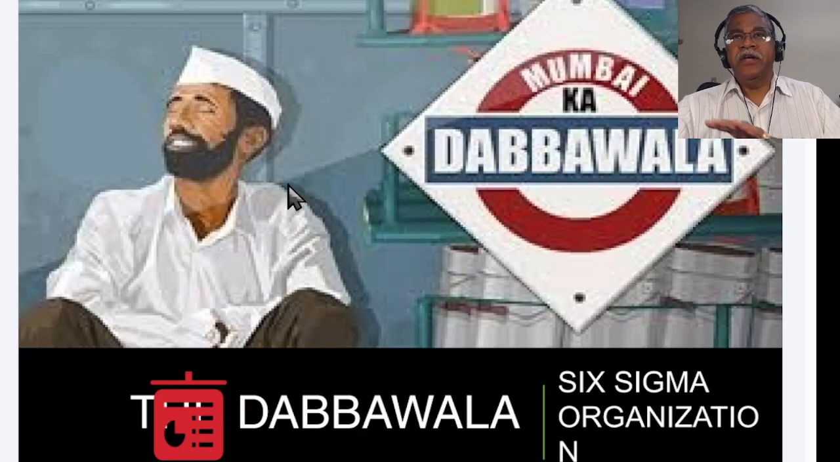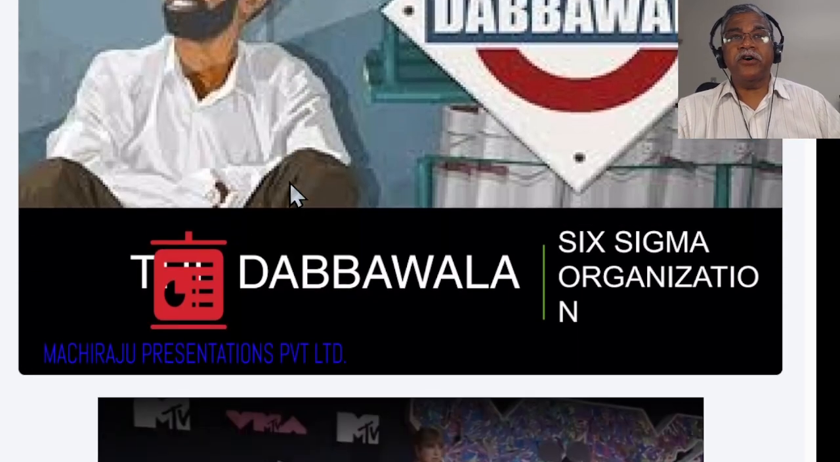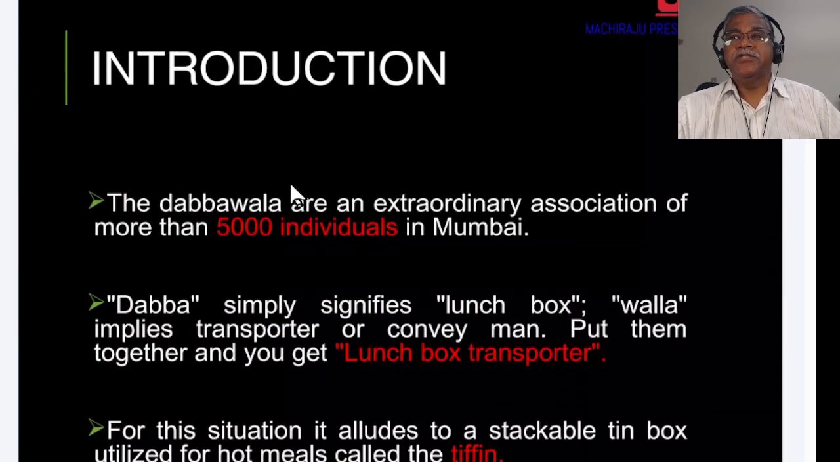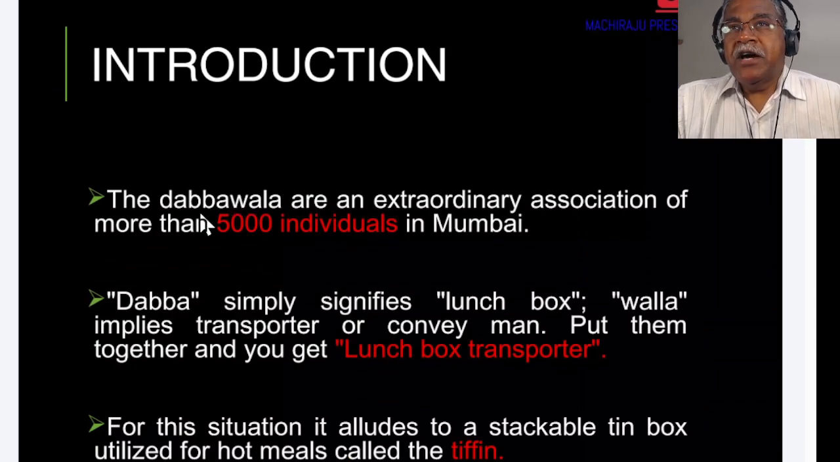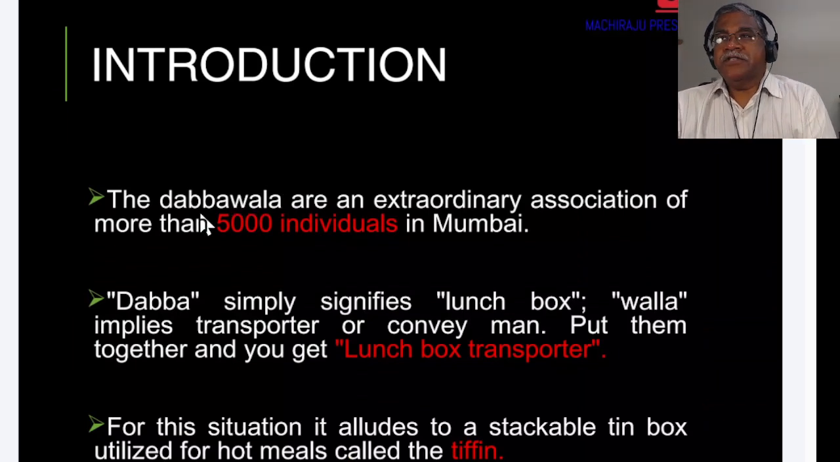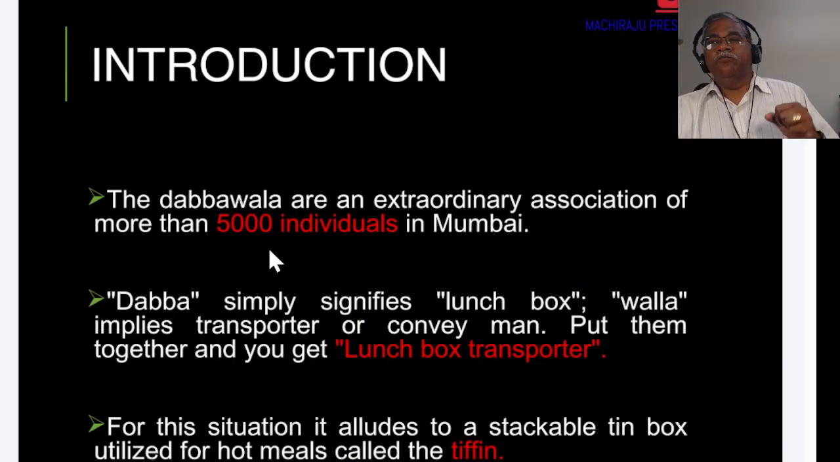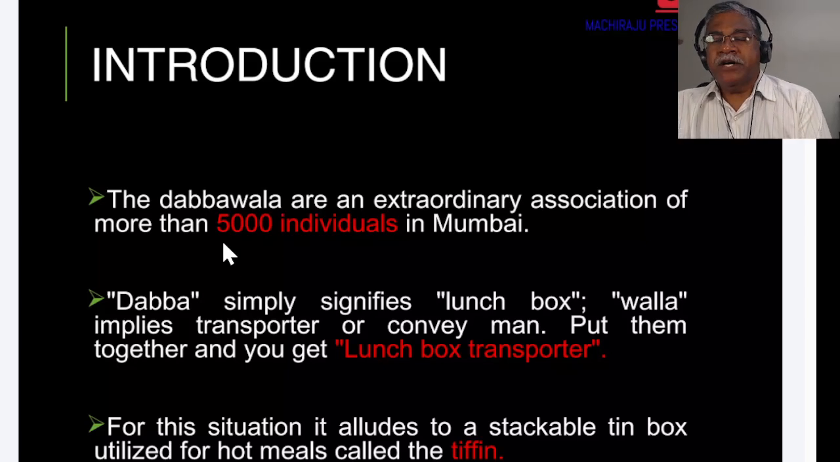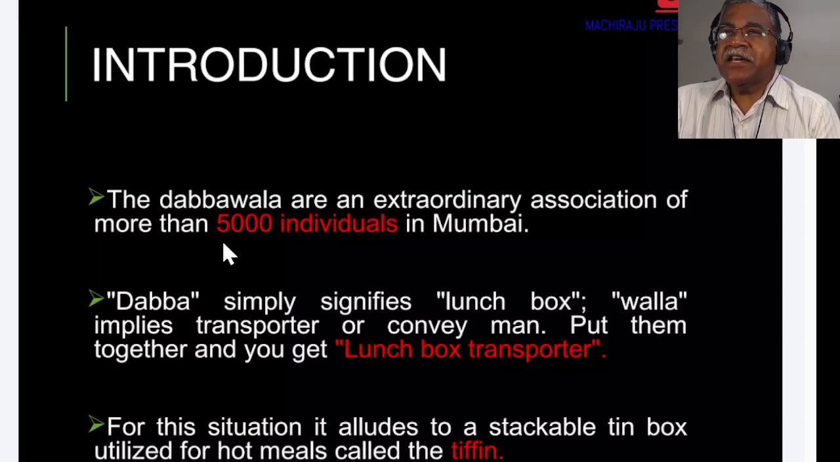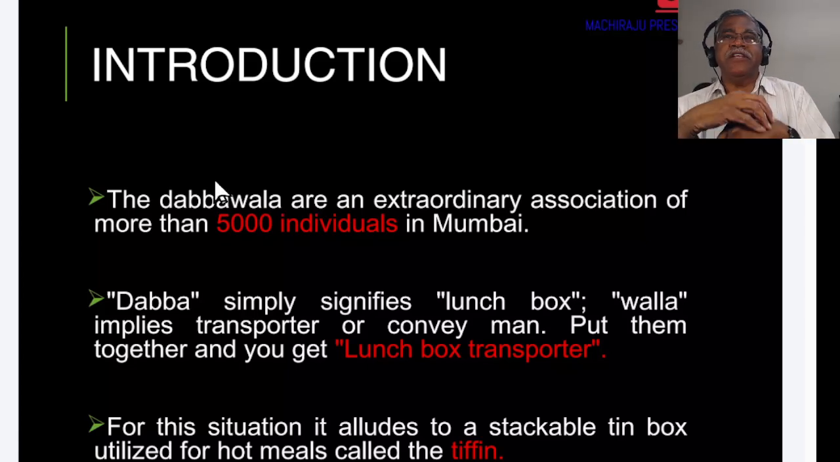Okay, so now since you understand the concept and I provided a little bit of context, let's see what happens. Okay, so Dabbawalas, again, these are carriers of boxes, are an extraordinary group of more than 5,000 individuals in Mumbai. And again, I suspect that their influence is now waning because there's really good street food. People eat at restaurants. They're not needed anymore.